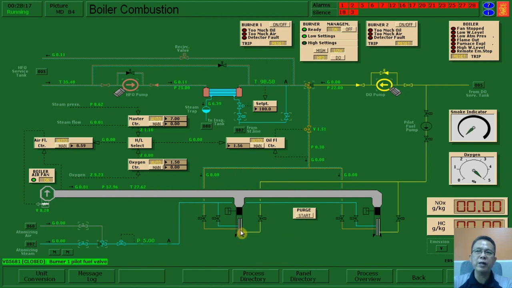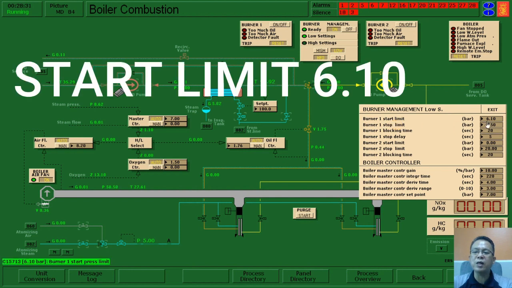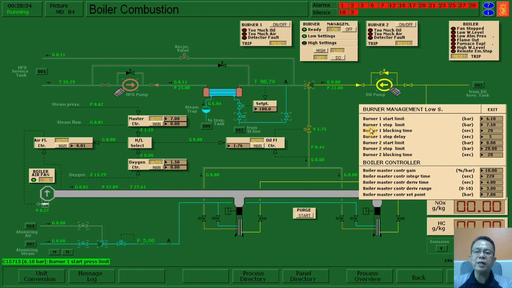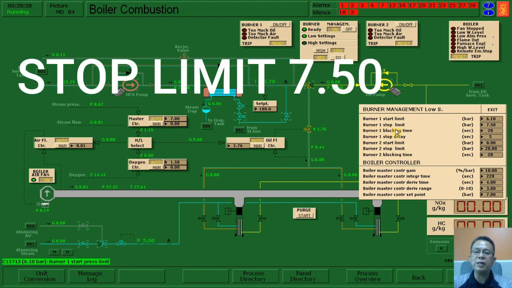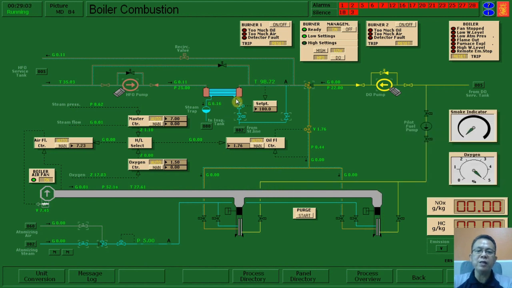So how do we know that the fire should stop? Let us go here in the low settings. Press this low setting, and then we can find the requirements. Burner start limit: it will start when the pressure goes down to 6.10. Burner stop limit: the burner will stop when the pressure reaches 7.5. Since our pressure here is 8.62, when we switch it on into auto mode, it stops by itself. So the system now is in auto mode.